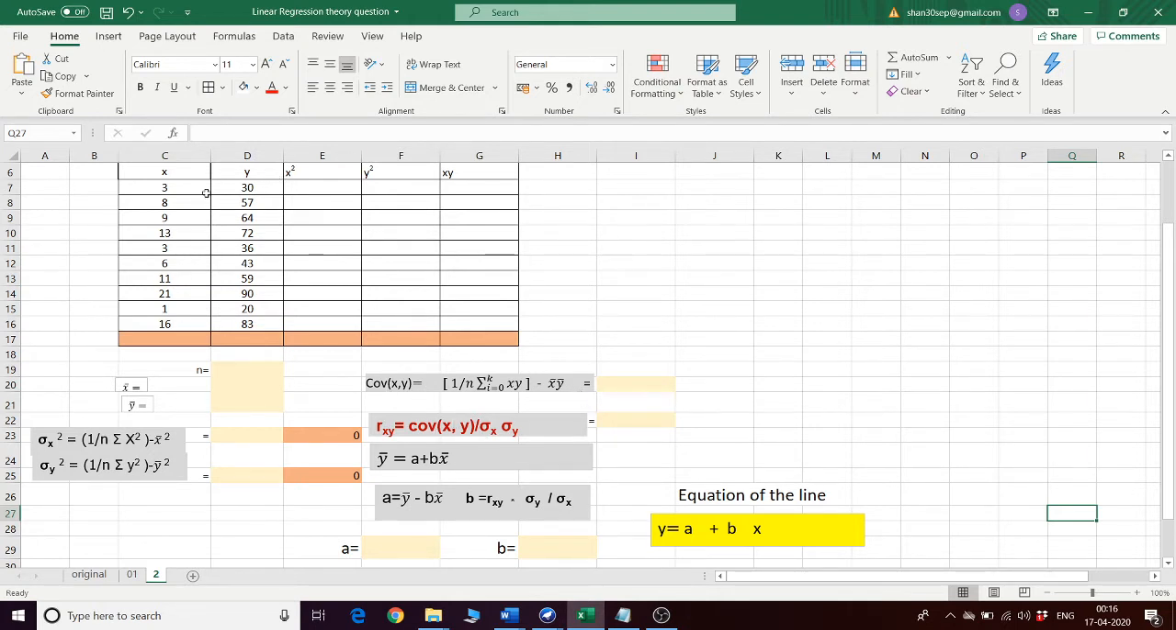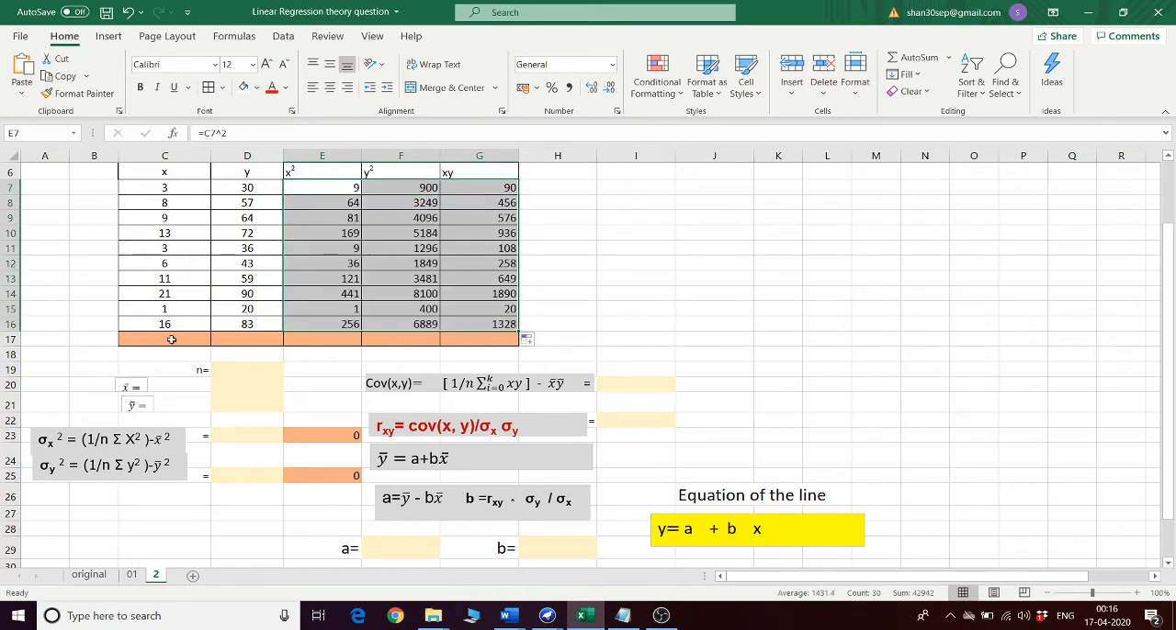So to start off with, we've got to find out x square, y square, x times y, and total them up over here. All these totals would be required to find out various values out here. So let's get started. So this is equal to y square. Here this is equal to x square, and this is equal to x multiplied by y. Agreed?